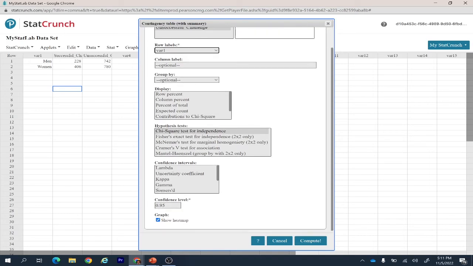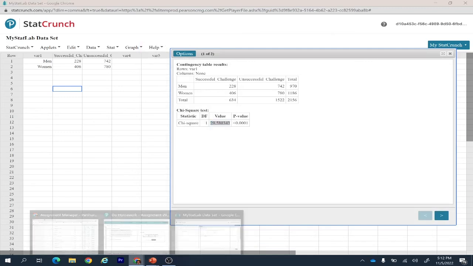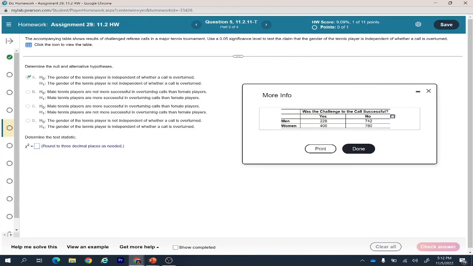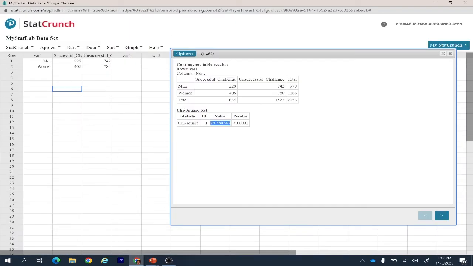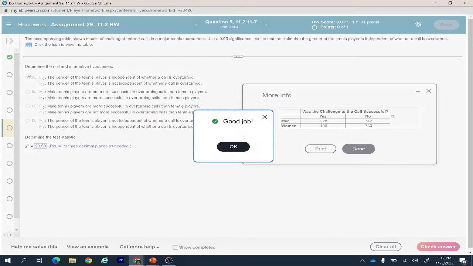Now what do you want to do? Forget about everything else, just go to the hypothesis test, which is the chi-square test, and because the significance level is 0.05, the confidence level is 0.95. Just compute and it gives you everything. Chi-square is, this is the value, 29.58. Okay, so round it to 3 decimal places. If you round it to 3 decimal places, it would be 29.58. There is a 0, so you don't have to type that 0 here.